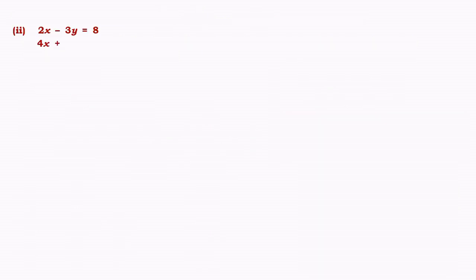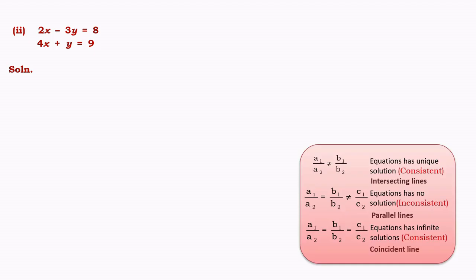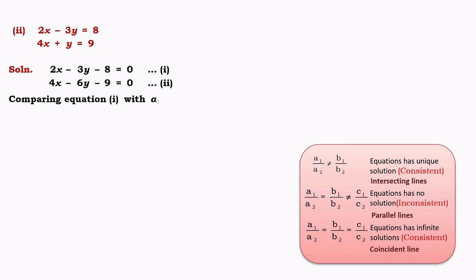Let us now solve this example. We are given two equations: 2x minus 3y equals 8 and 4x minus 6y equals 9. First, convert both equations into standard form, ax plus by plus c equals 0. So, the equations become 2x minus 3y minus 8 equals 0 and 4x minus 6y minus 9 equals 0.